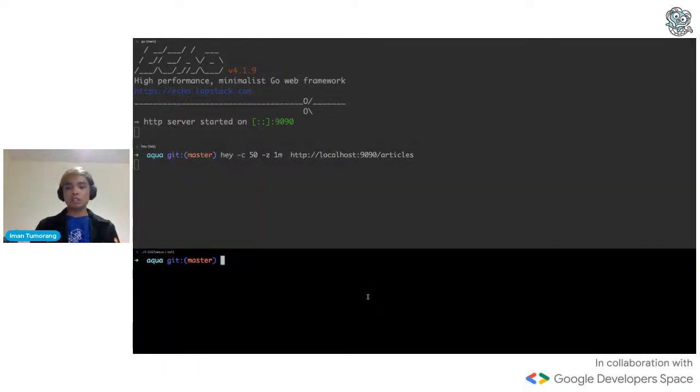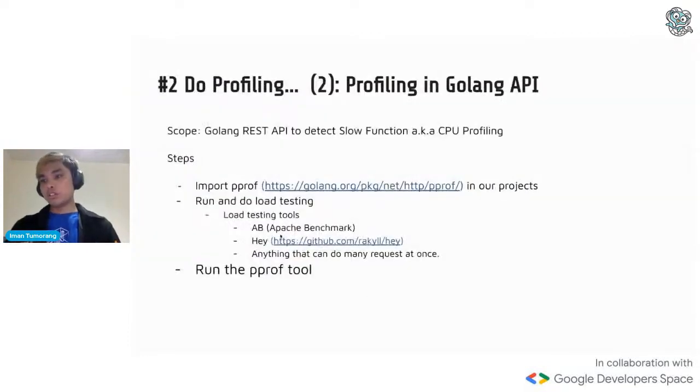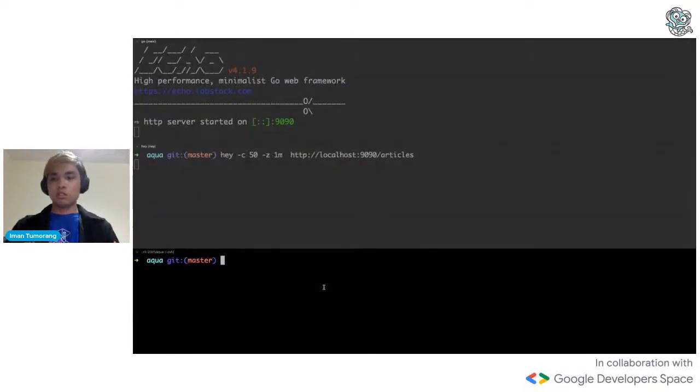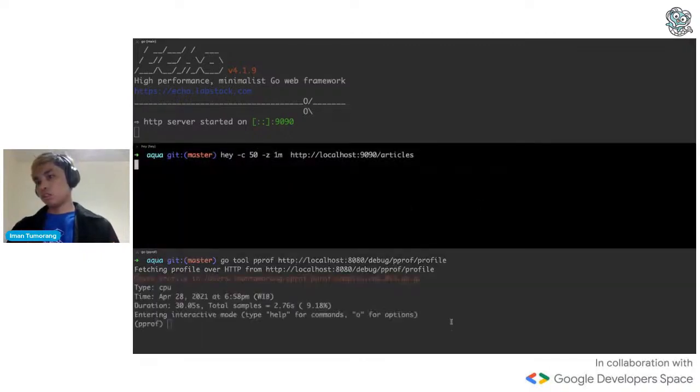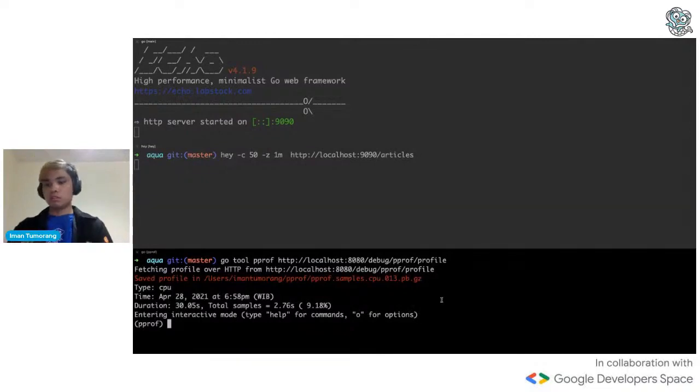While doing the load testing, I will run the pprof tool. The command is go tool pprof and the port. You can read this later in the Google Docs. Now we are waiting for pprof to fetch the profile results from our application. Yeah, it gives us the result now.